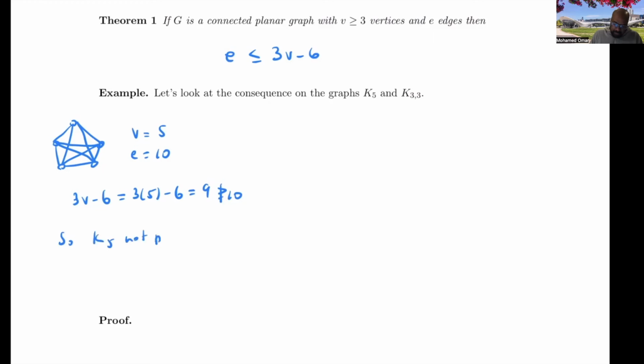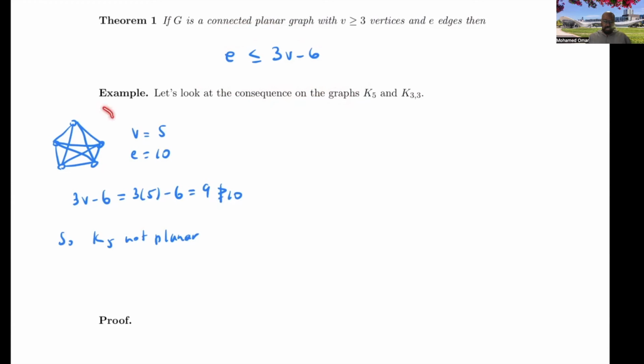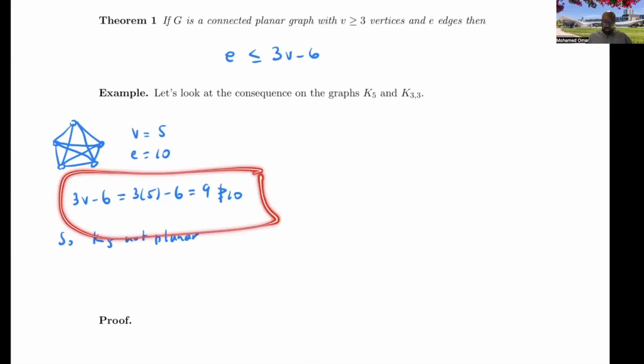Let's think about why. If you're a connected planar graph, you must satisfy this inequality. So if K5 was a connected planar graph, it would satisfy this inequality. But it does not, right? E is 10, 3V minus 6 is 9.